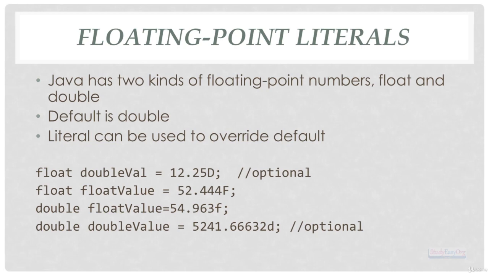Likewise, for example, we are initializing a float variable, then we can make use of 52.444f. Now this f will explicitly convert the value 52.444 to a floating point value. This is the advantage of making use of the f literal. So f and d are literals, and based on your requirement, you can definitely make use of these literals.